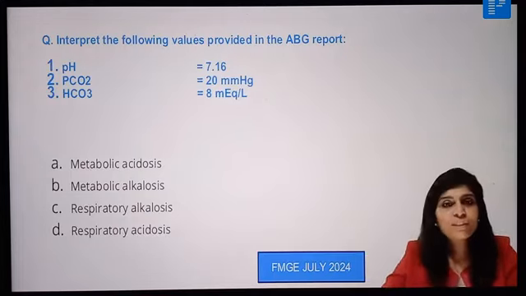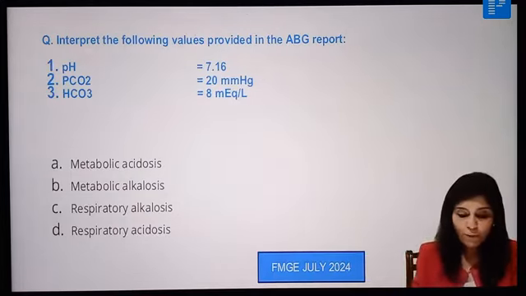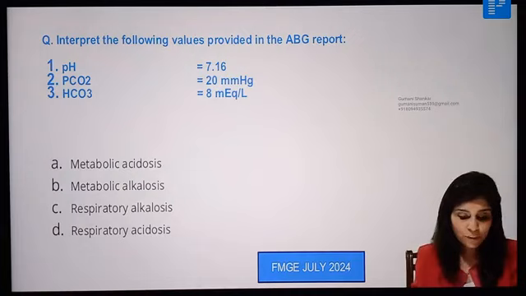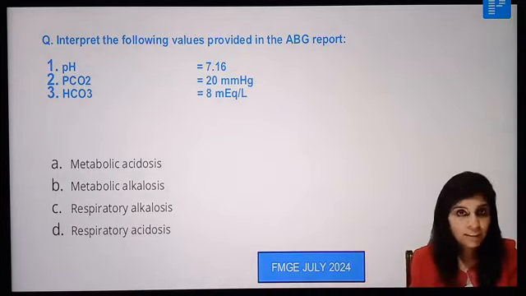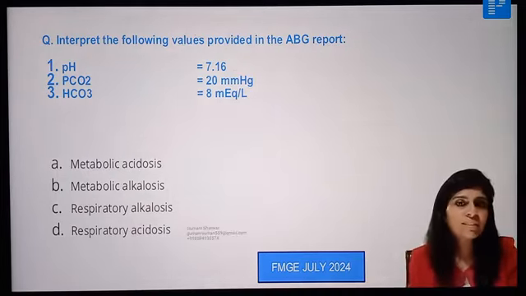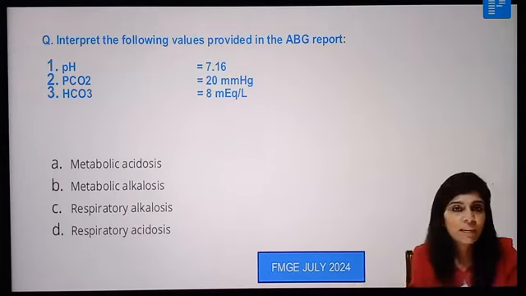And this is the first question for all of you. Interpret the following values provided in the ABG report. They've given you pH, PCO2 and bicarbonate. And before you start interpreting, I hope all of you try to answer this.